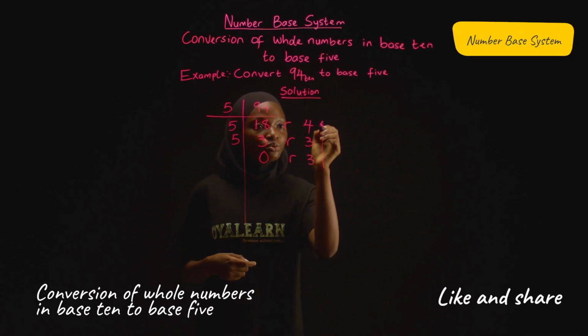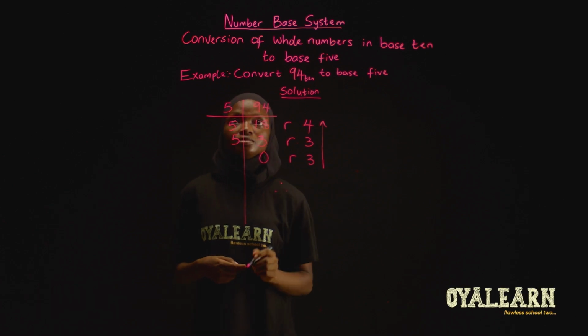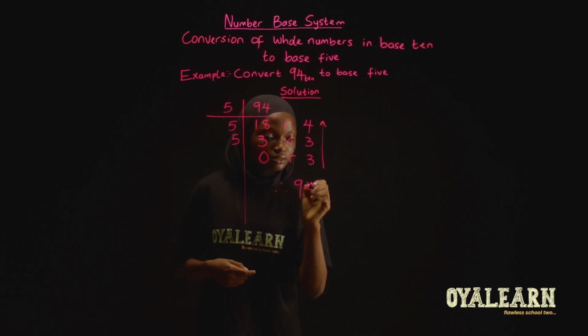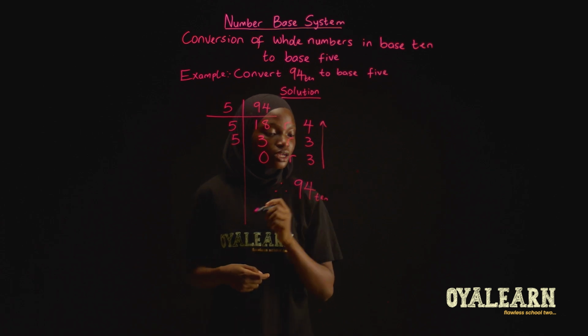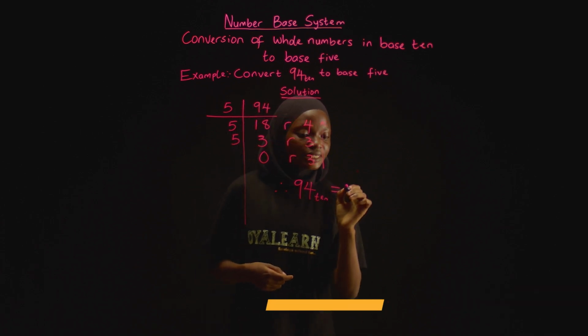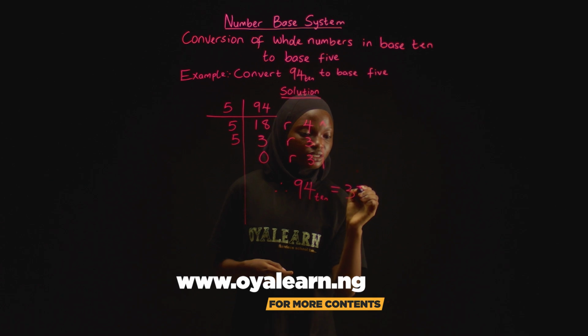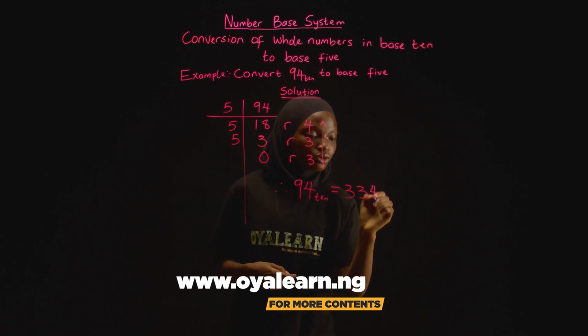Take the remainder upwards. Therefore, we have our 94 base 10 equals 3, 3, 4 base 5.